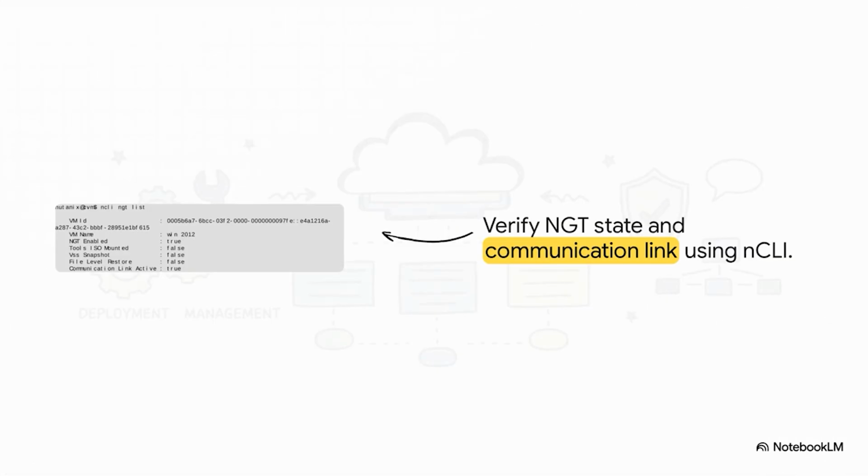After you perform one of those clones or reverts, you're definitely going to want to verify that the communication link is actually restored. Now, while you can see some status indicators in Prism, you can also drop right into the CVM command line. By running the command ncli ngt list using the Nutanix command line interface, you'll get a detailed printout of the VM's guest tools state. What you're specifically looking for right at the very bottom of that output is a line that says communication link active true. If that says true, boom, your NGT service is successfully talking to the CVM again.